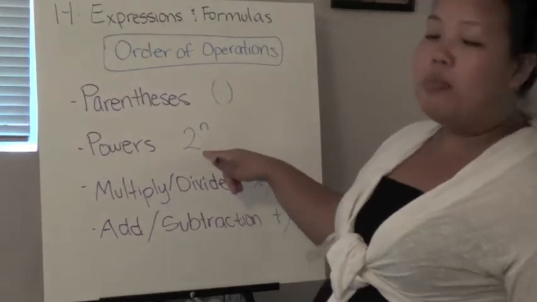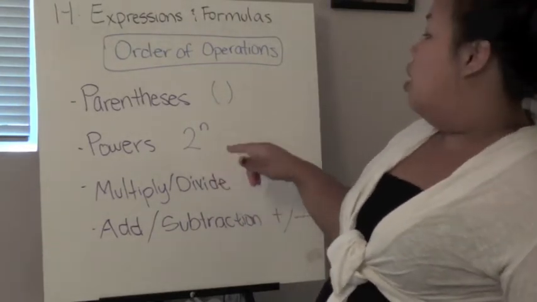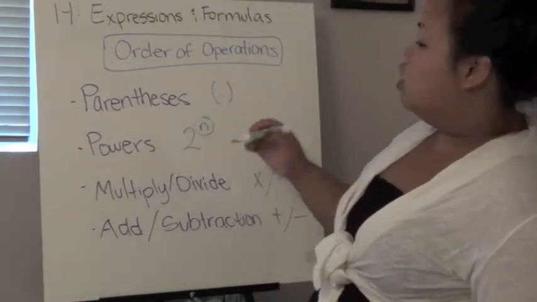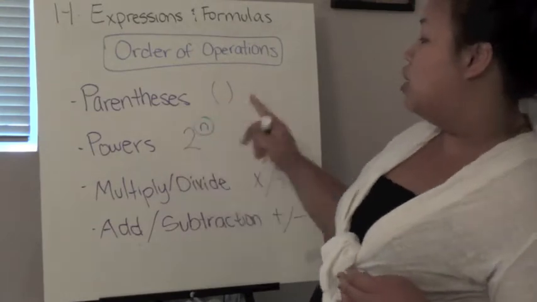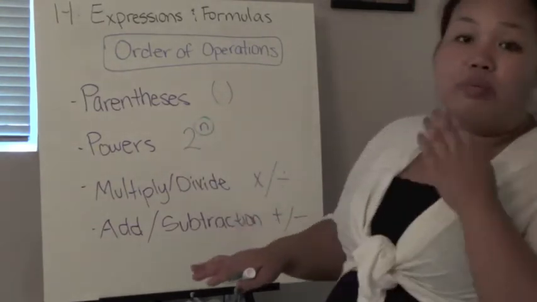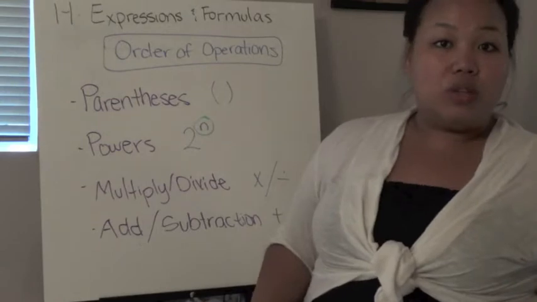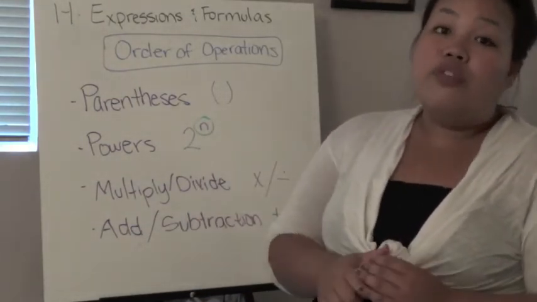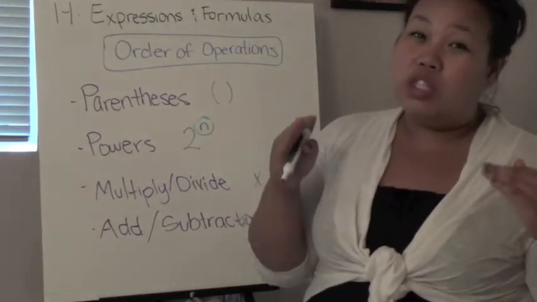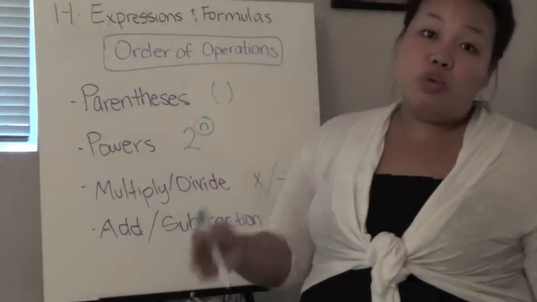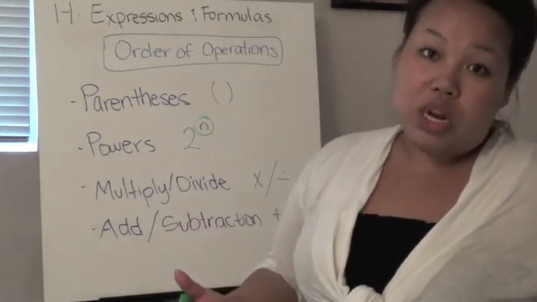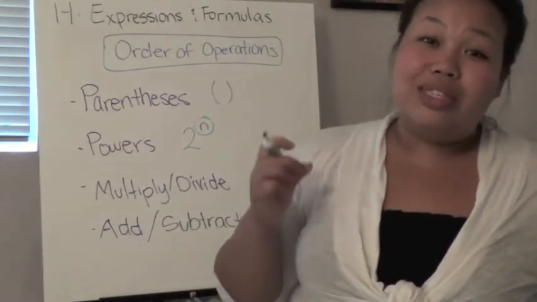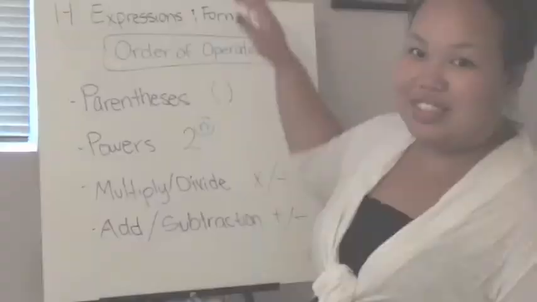Next, you're going to look for powers. That's anything with a power sign right here. So if you see 2 squared, 3 squared, anything with a power goes second. Next, you do from left to right any multiplication and division. And then you finish with addition and subtraction. If you do not follow the order of operations and if you don't put the parentheses correctly into your calculator, you might think you're pushing the numbers incorrectly, but in fact you're getting the wrong answer. So please make sure to pay attention to detail about the order of operations.